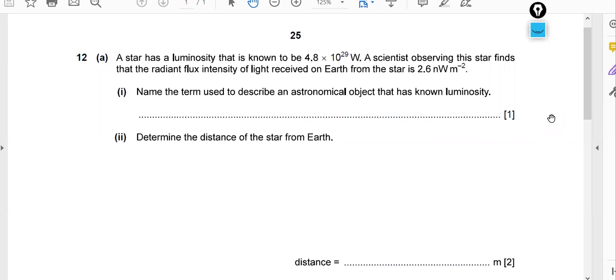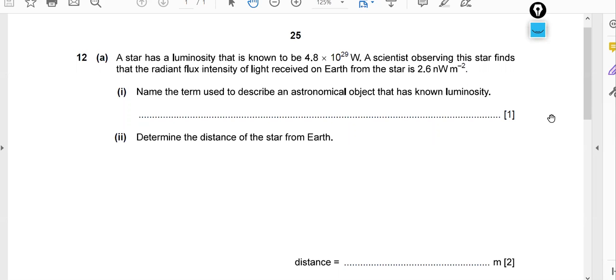It says, a star has a luminosity that is known to be 4.8 by 10 to the 29 watts. A scientist observing the star finds that the radiant flux intensity of light received on Earth from the star is 2.6, and we read this as nanowatts per square meter.